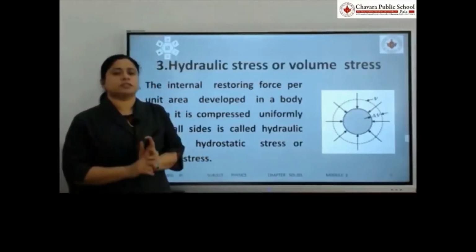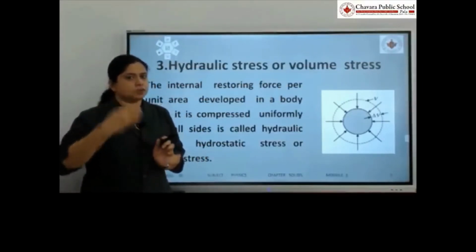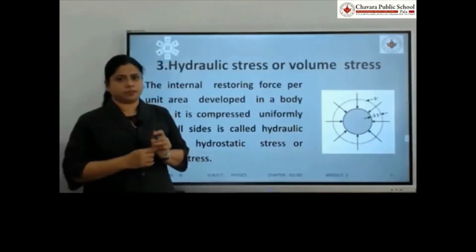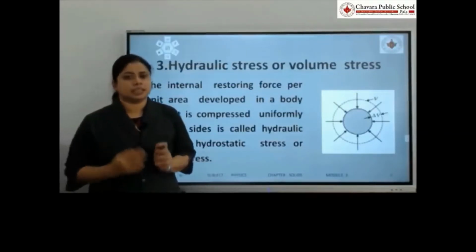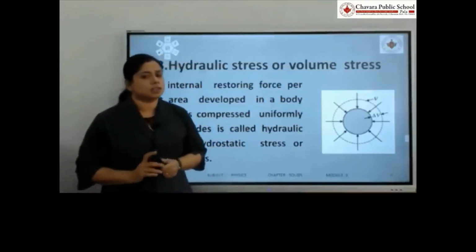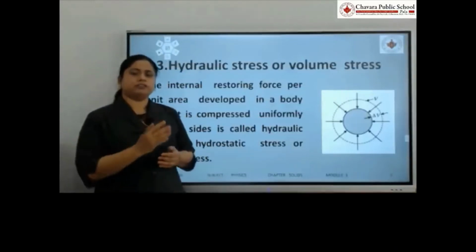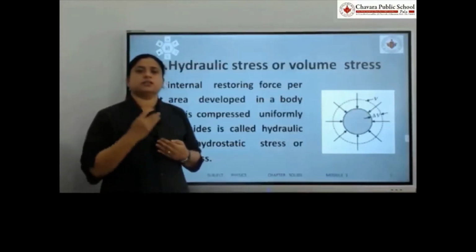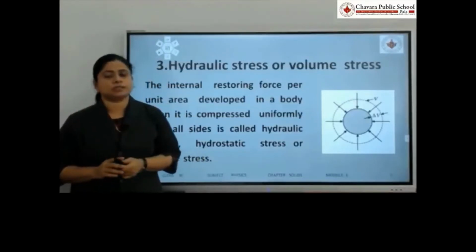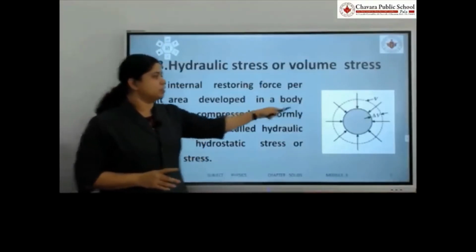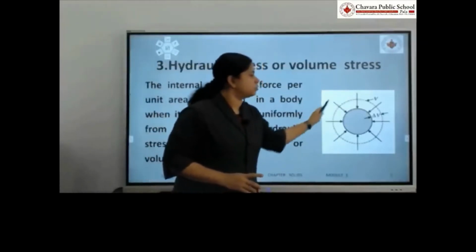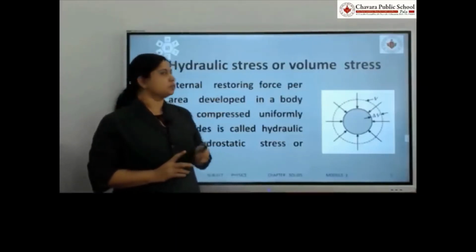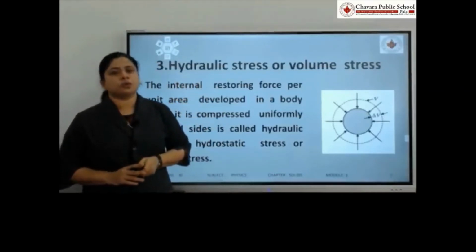So, three types of stress: longitudinal stress, where lengthwise deformation takes place, and the restoring force per unit area is called longitudinal stress. Tensile, if the length increases. If the length decreases, it is known as compressive stress. In the second case, if we apply a force tangential to the cross-sectional area, then the shape of the body changes. That is why the internal force developed per unit area is known as shearing stress or tangential stress. And the last one is, if you apply force equally from all directions, its volume changes, then the internal force developed per unit area is called hydraulic stress or volume stress.